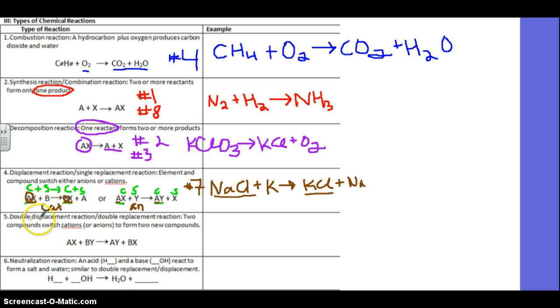Let's look at double replacement next. It says two compounds switch cations or anions to form two new compounds. Bottom line, you've got a compound plus a compound, making another compound and another compound. It's compounds all around. But don't look for an example yet on your note sheet because it's very easy to confuse double replacement with number 6, neutralization here. So let me finish the double replacement reaction.